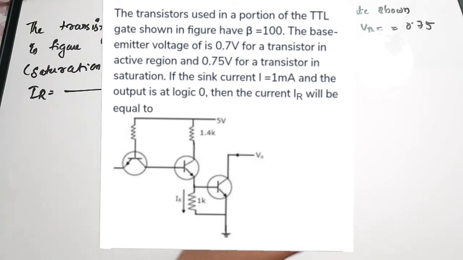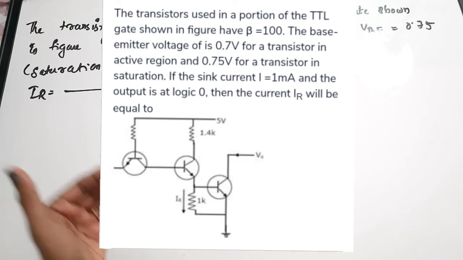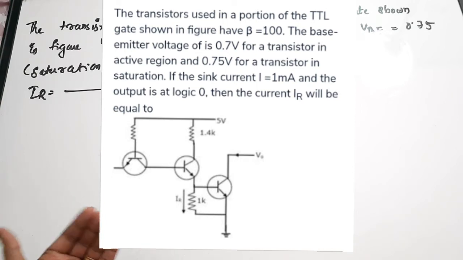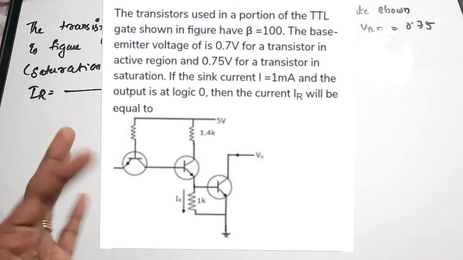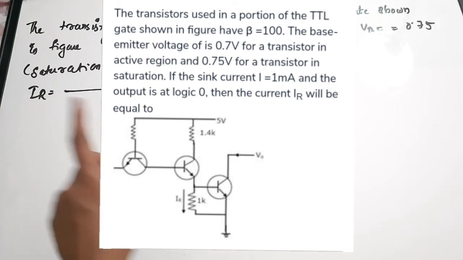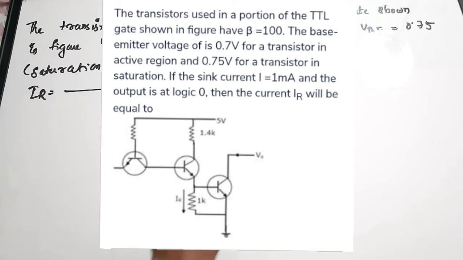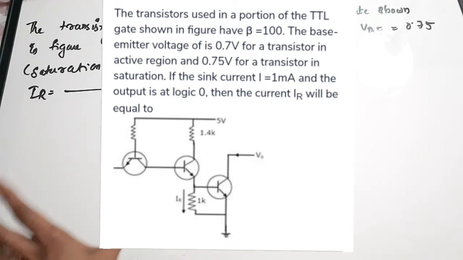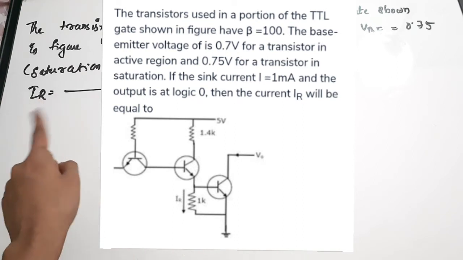It is not given which of these transistors is in active region and which is in saturation, but it is given that VBE is 0.7 if the transistor is in the active region, and if the transistor is in saturation, VBE is 0.75. The sink current I equal to 1 milliampere and the logic output is 0. For this circuit, the logical output is 0 state. What is the value of current IR?